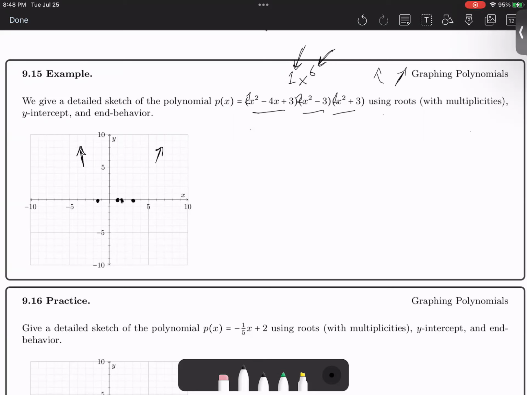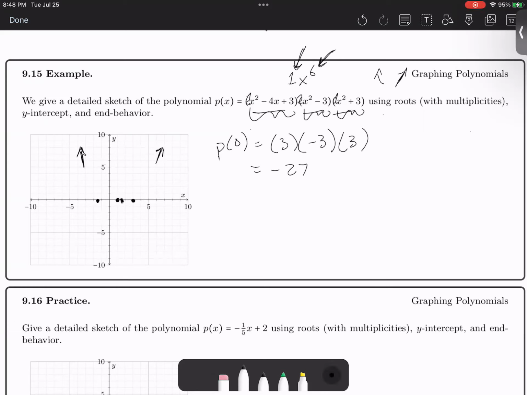Okay, we haven't talked about y-intercept yet. Let's talk about y-intercept. When are you going to cross this y-axis? That's when x is equal to 0. So p of 0, let's use the factored form. That's going to give me a 3. That's going to give me a minus 3. And that's going to give me a 3. So we end up with a minus 27. Oh, so I'm way down here. I'm off the charts.